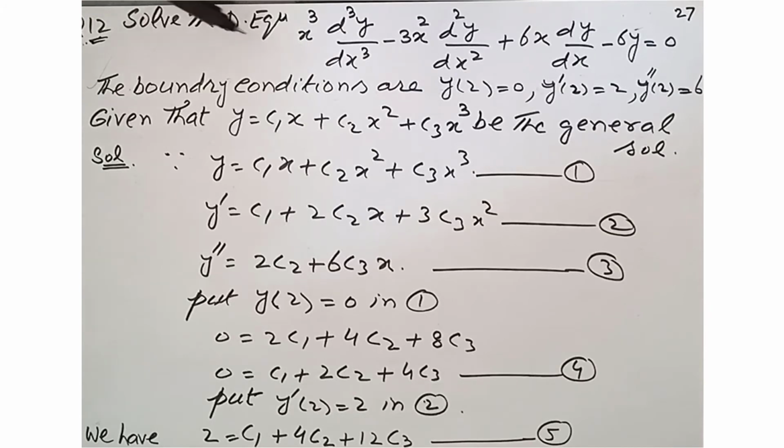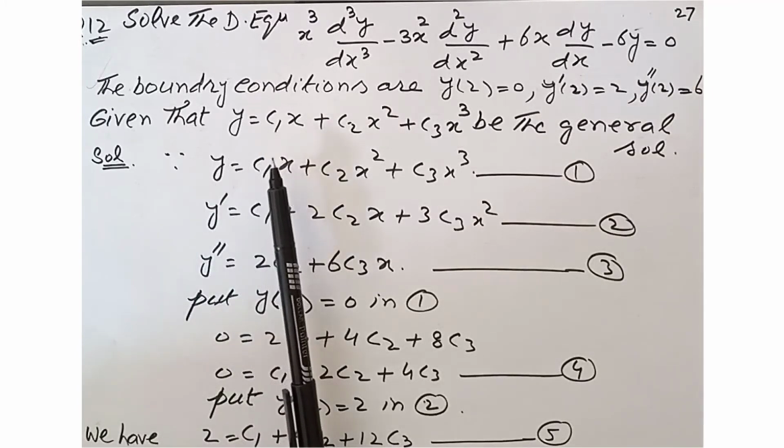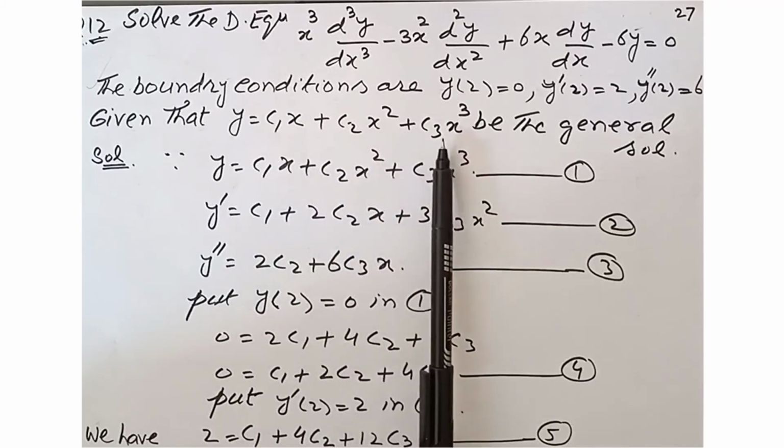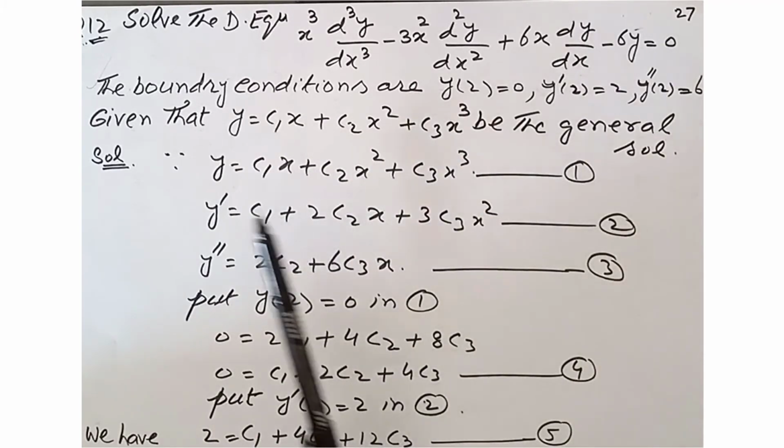Now let's solve the differential equation x cube d cube y over dx cube minus 3x square d square y over dx square plus 6x dy over dx minus 6y equal to 0. The boundary conditions are y(2) equal to 0, y dash (2) equal to 2, and y double dash (2) equal to 6. It is given that y equal to c1x plus c2x square plus c3x cube is the general solution.